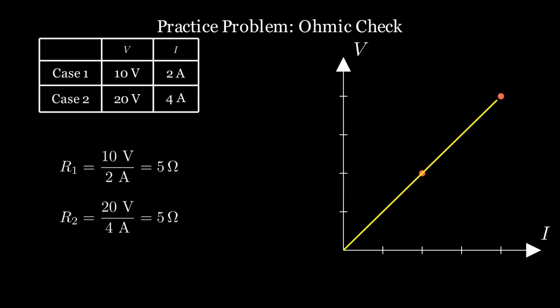Since the resistance is constant, it must follow that V and I have a linear relationship, as is easily confirmed by looking at a graph. Increasing the current by a factor of 2 does the same for the voltage. Hence, they are directly proportional, and this is an ohmic conductor.